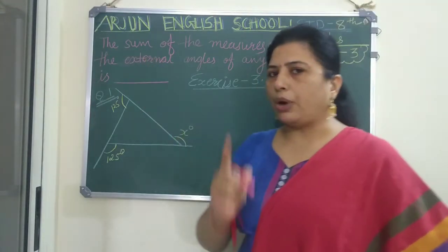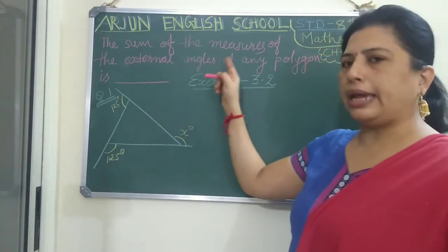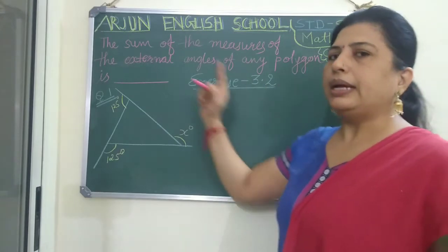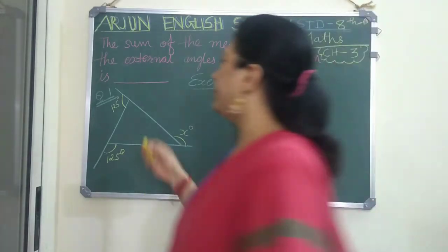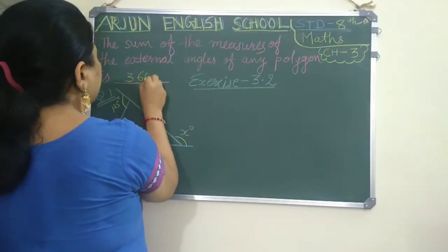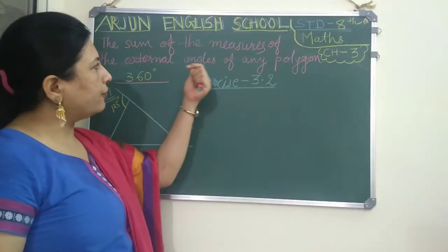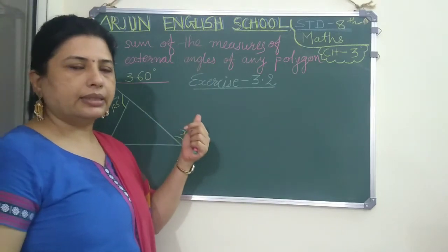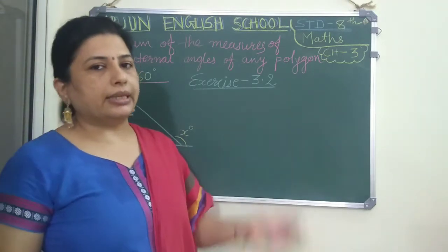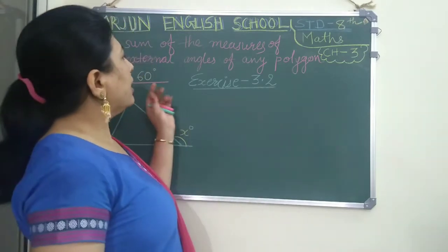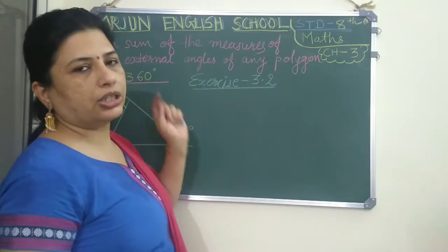So we have one property that the sum of the measures of the external angles of any polygon is 360. Means that for a triangle also the sum of the measures of external angles is 360. For a quadrilateral same, for pentagon, hexagon, heptagon same, the sum of exterior angles is 360 degrees.